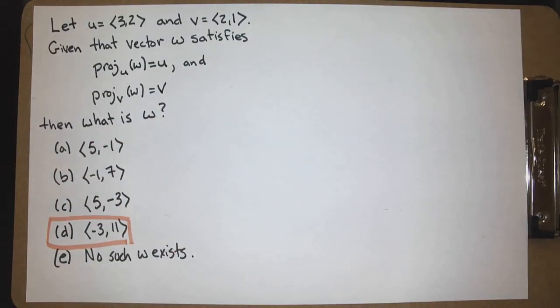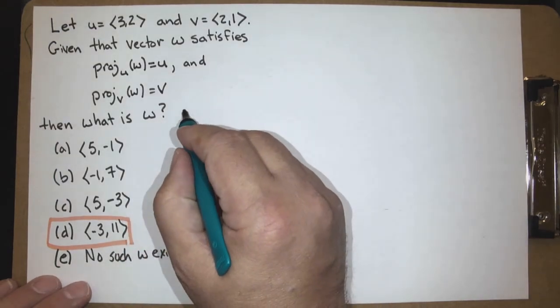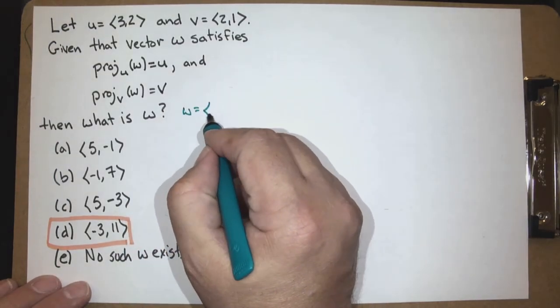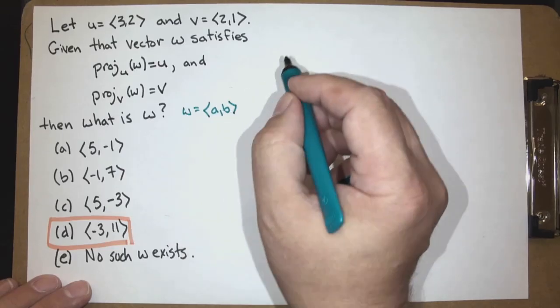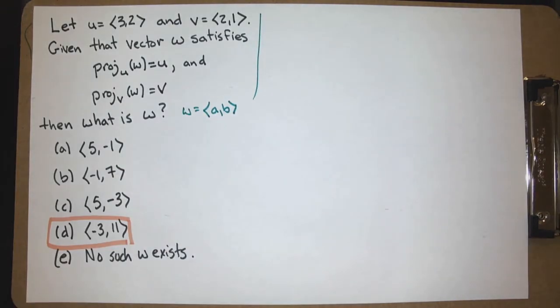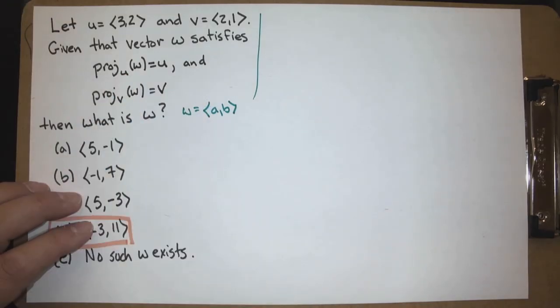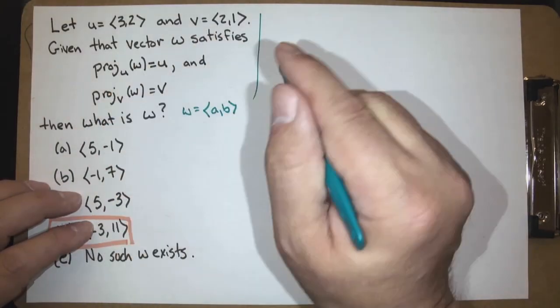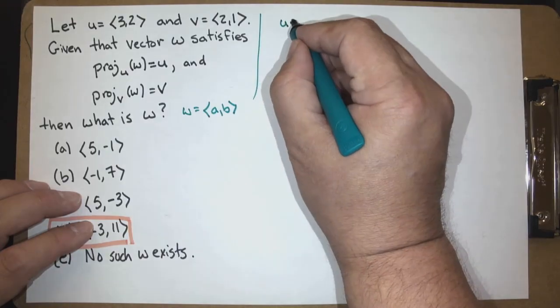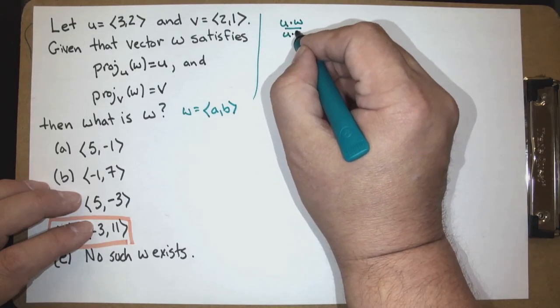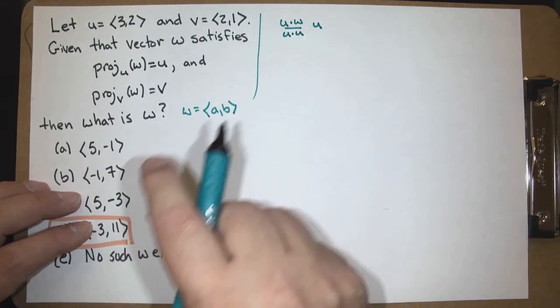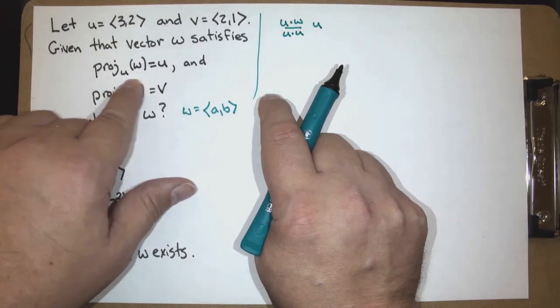So you said, what is W? Well, let's give W some names. It's a two-dimensional vector, (A, B). The outline is that we're going to use these projection formulas to get some equations that A and B must satisfy. If you look at the projection formula for W onto U, it looks like U dot W over U dot U, times U. That's the projection of W onto U.